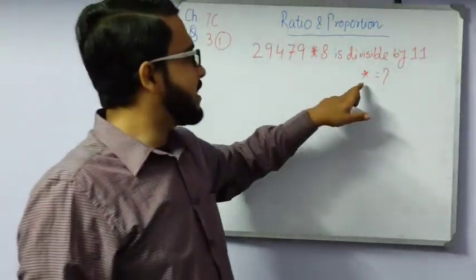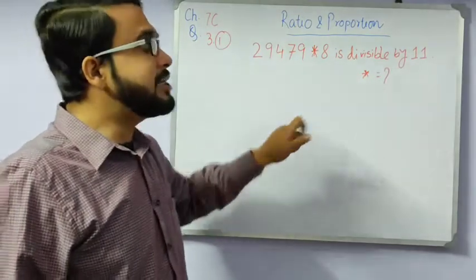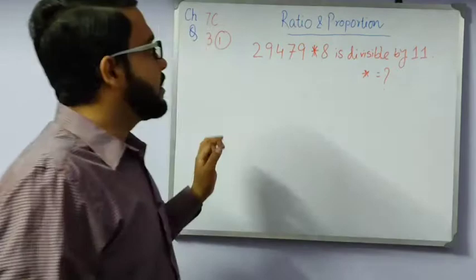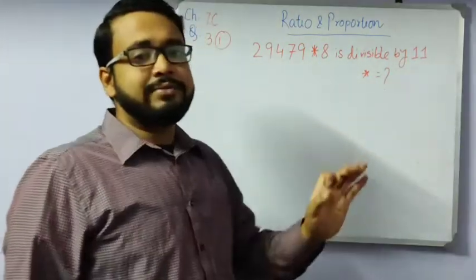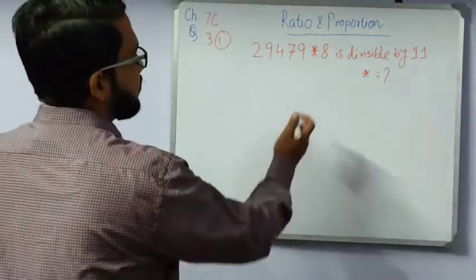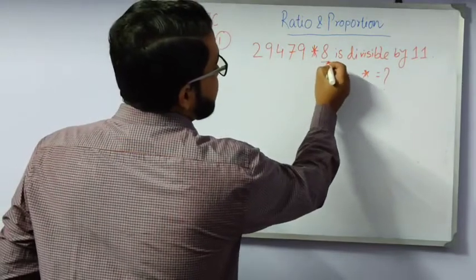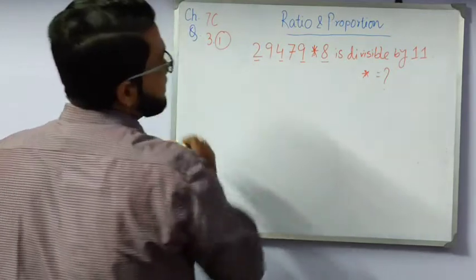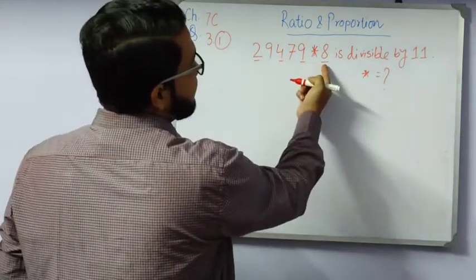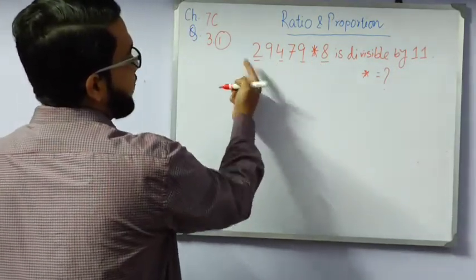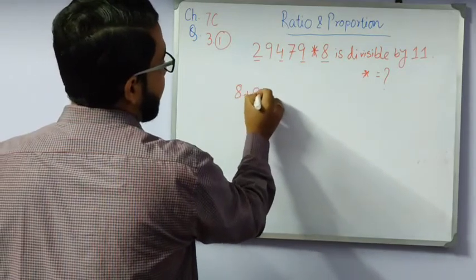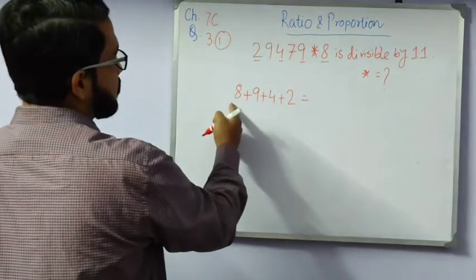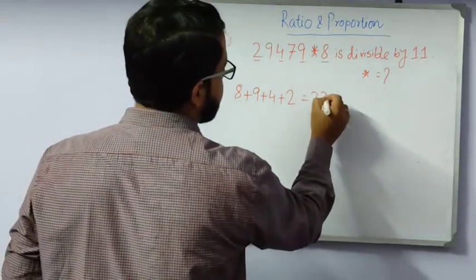So we have to first know the divisibility rule of all the numbers from 2 to 11, at least 11. So 11 का divisibility rule क्या है? The digits that are in odd places, that is 8, 9, 4 and 2. 8, 9, 4, 2 means 17, 18, 21, 22.